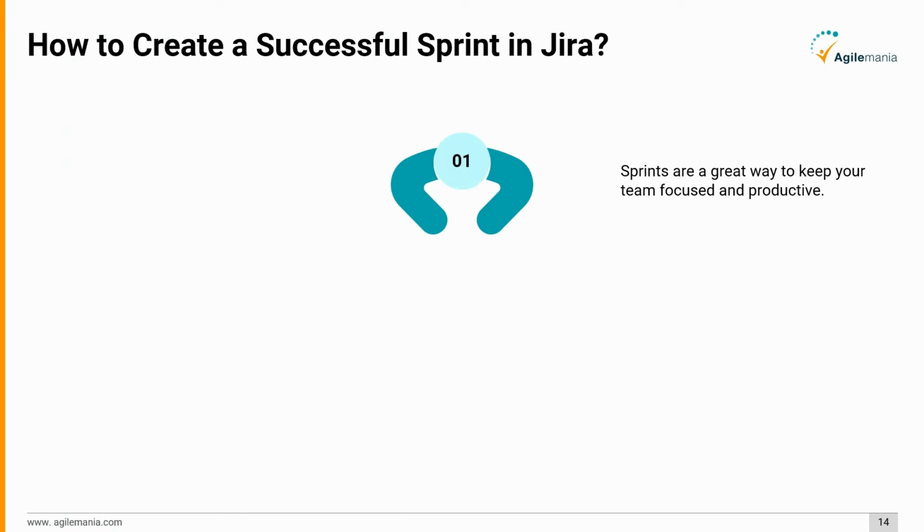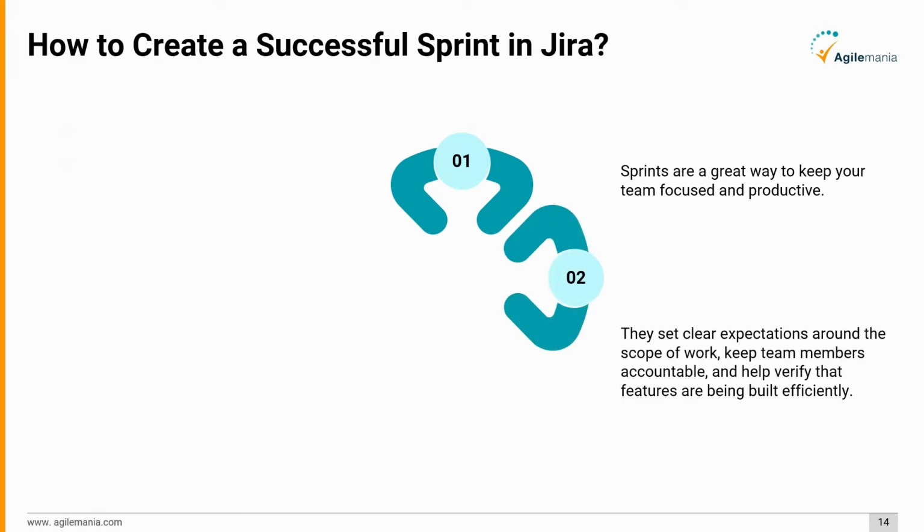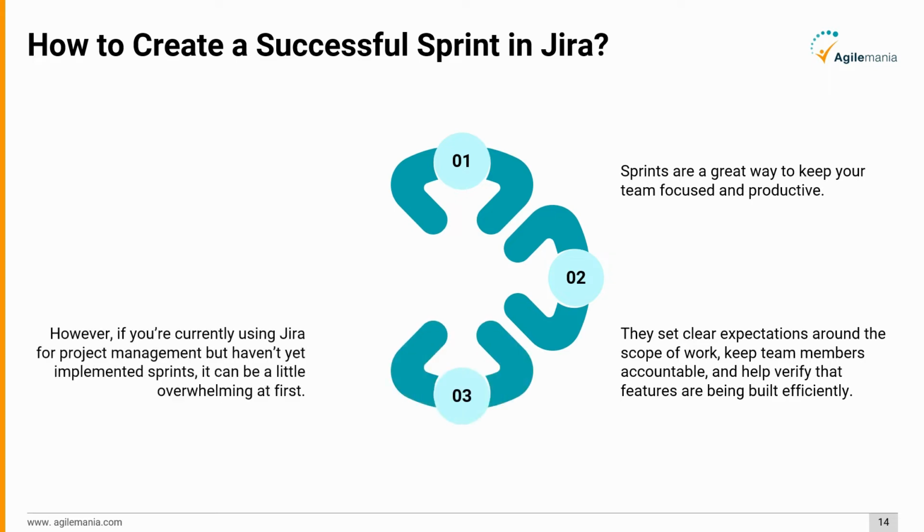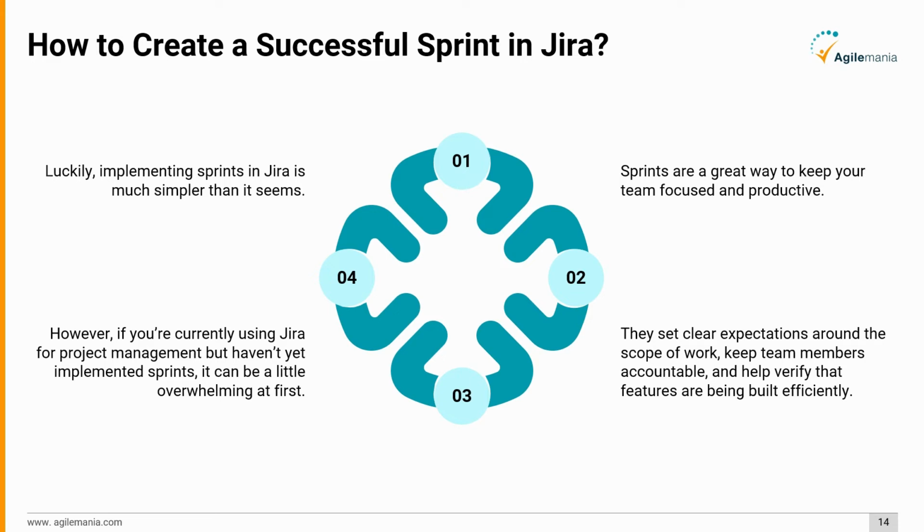Sprints are a great way to keep your team focused and productive. They set clear expectations around the scope of work, keep team members accountable, and help verify that features are being built efficiently. However, if you're currently using Jira for project management but haven't yet implemented sprints, it can be a little overwhelming at first. Luckily, implementing sprints in Jira is much simpler than it seems.